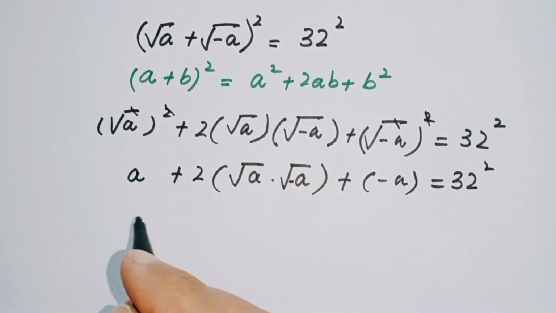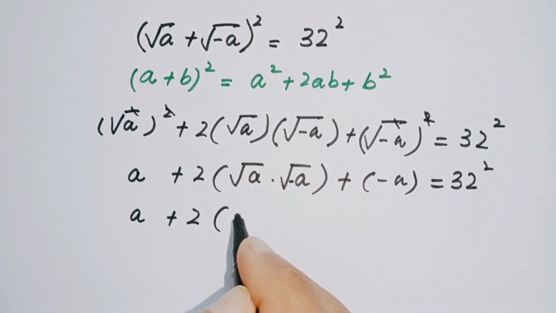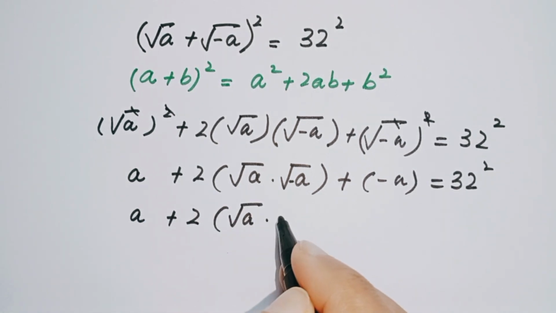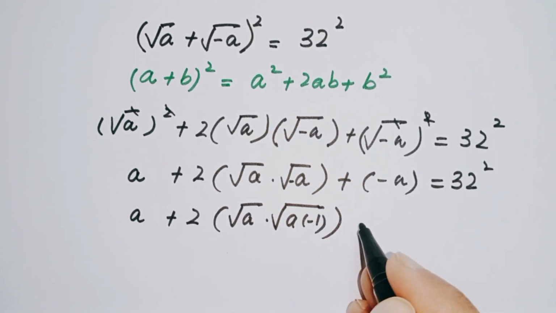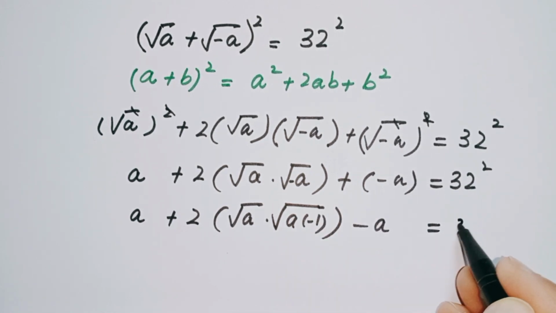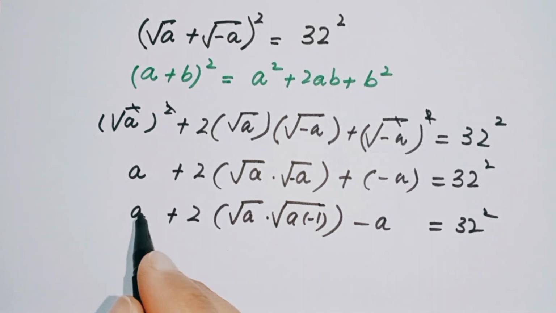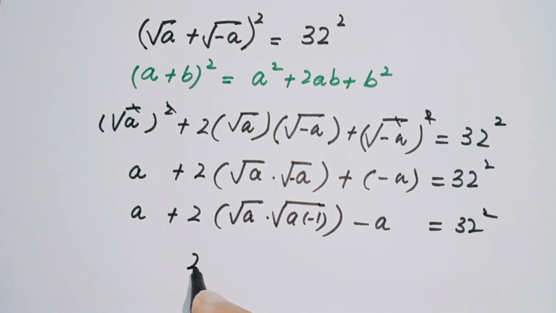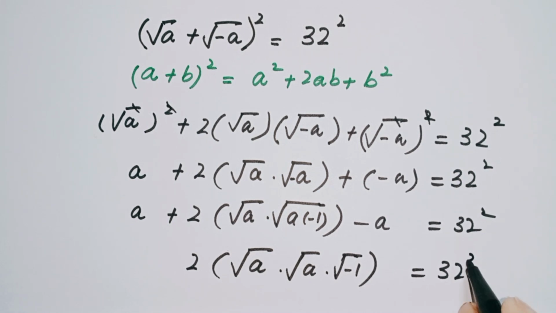So in the next step, a plus 2 square root a times, we can write square root minus a as square root a times minus 1, minus a is equal to 32 square. So a and minus a will give us 0. So we will write 2 square root a times square root a times square root minus 1. We will separate it, is equal to 32 square.